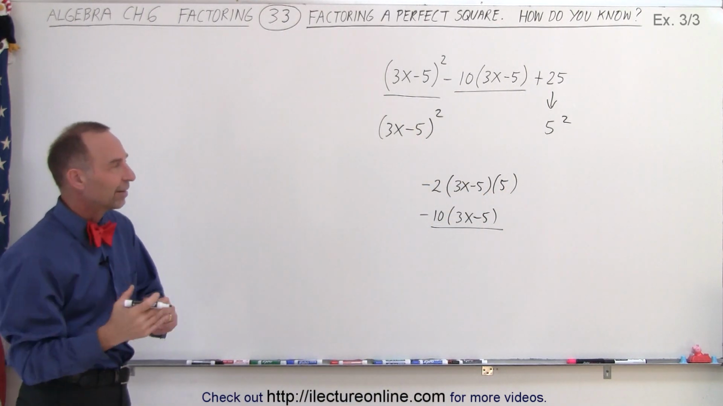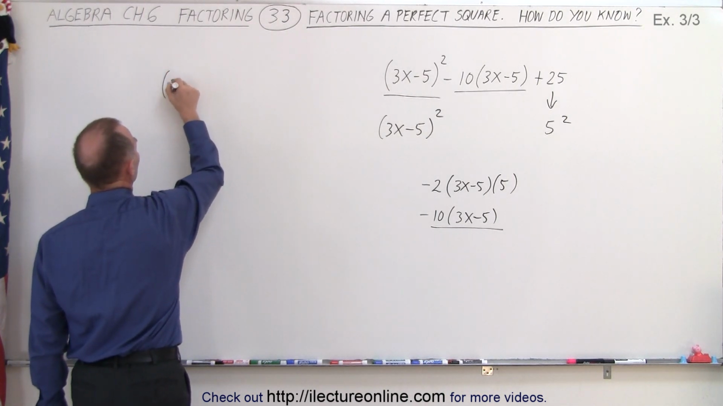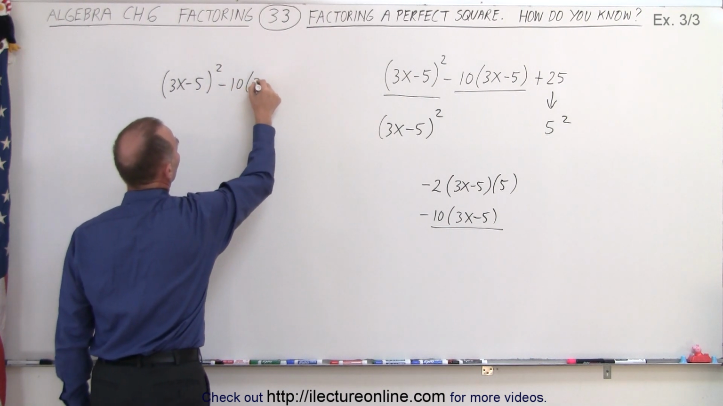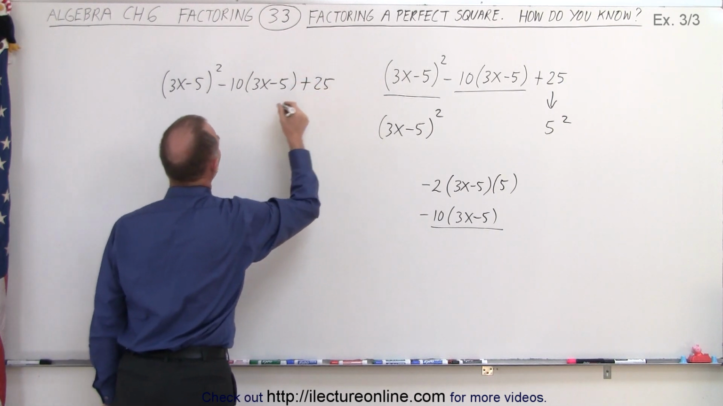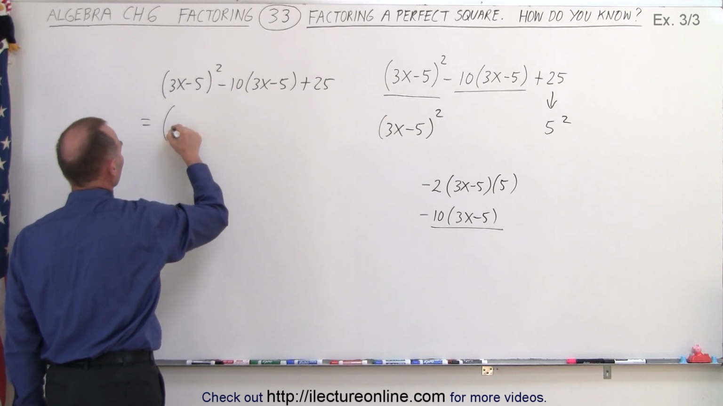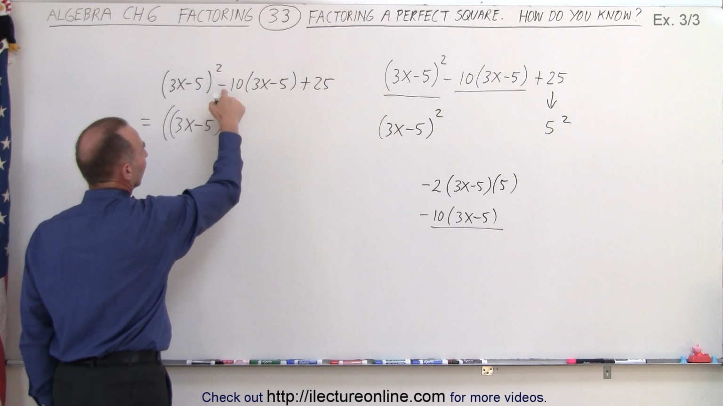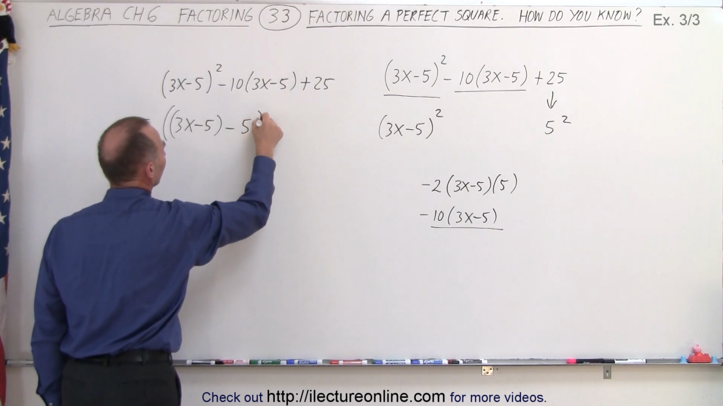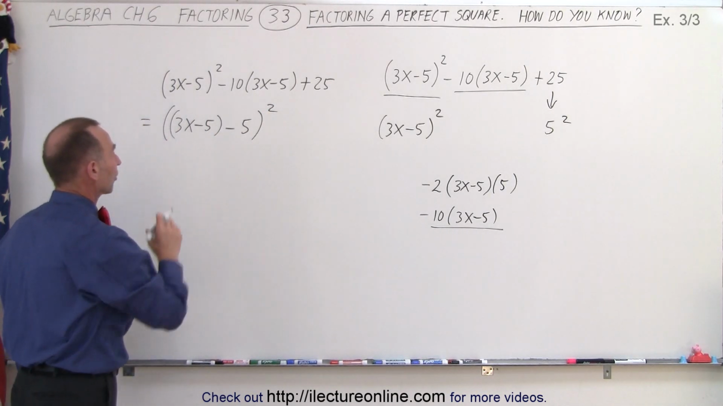That means we use the exact same technique to factor perfect squares, which means that the quantity 3x minus 5 squared minus 10 times 3x minus 5 plus 25 can then be factored as the square root of the first term, 3x minus 5. In this case, it'll be minus, because there's a minus here, the square root of that term, which is 5, quantity squared. That is then the factored form of our expression.